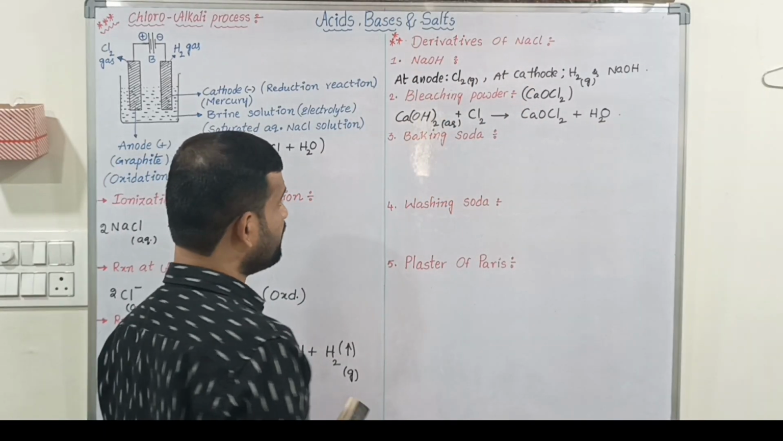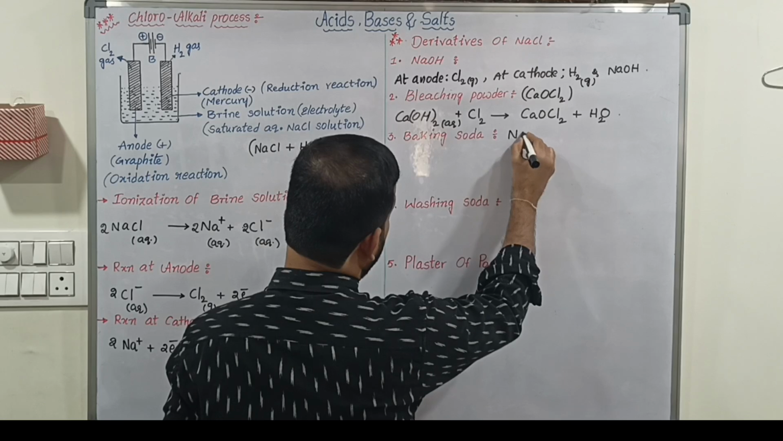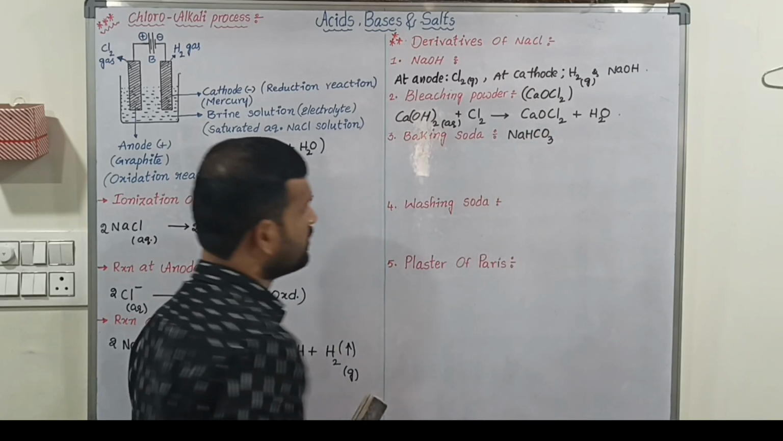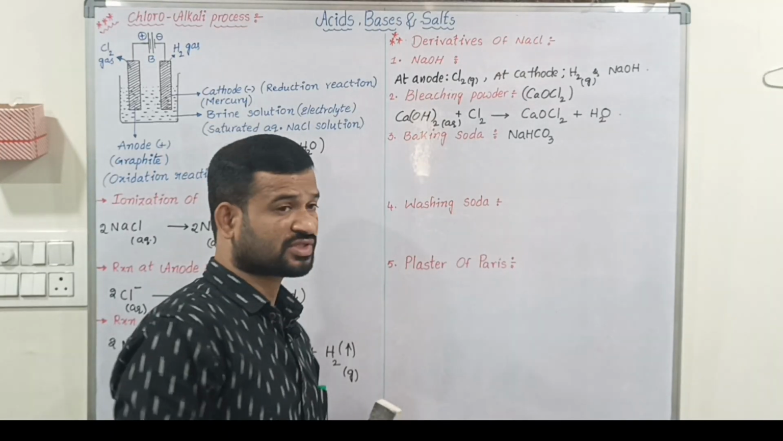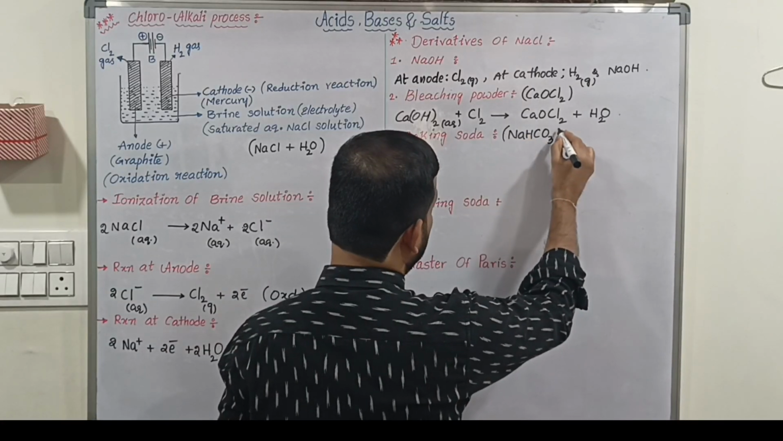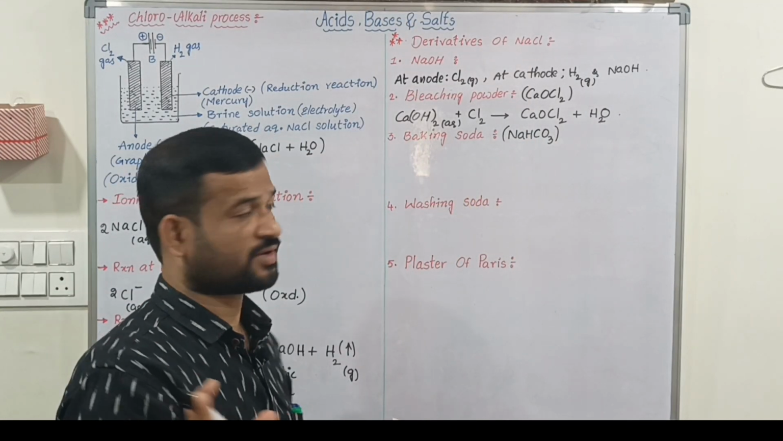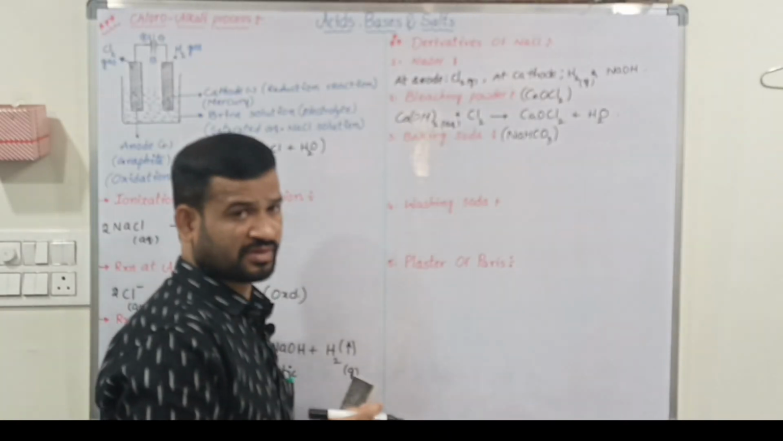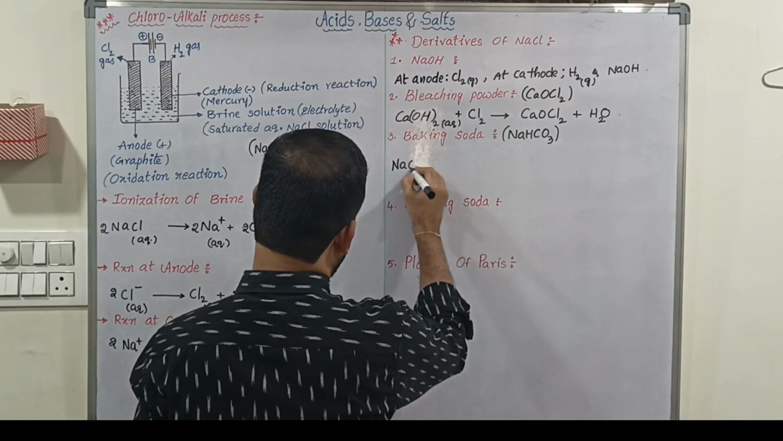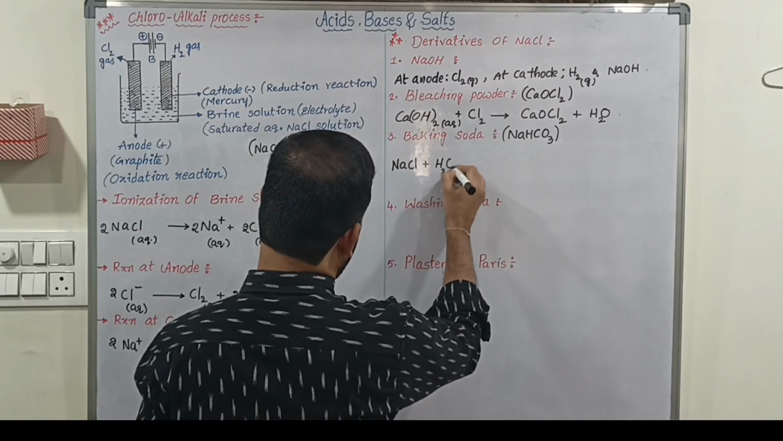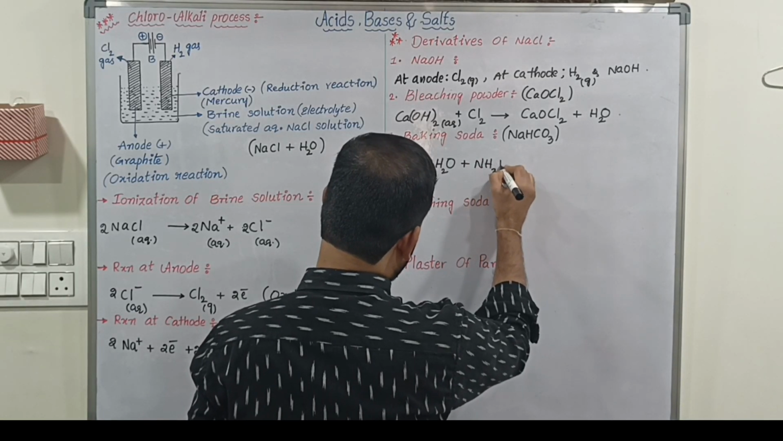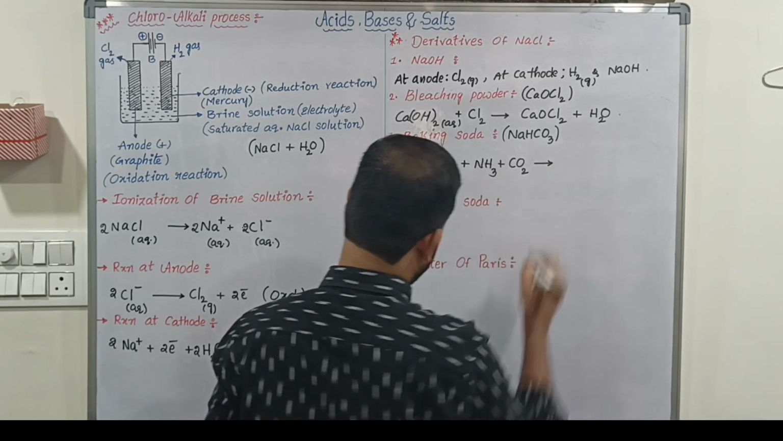Next, baking soda. The baking soda formula is NaHCO3. NaHCO3 means sodium hydrogen carbonate, or sodium bicarbonate. How is it prepared? Simple. We take sodium chloride and some amount of water, which is called brine solution, and we add ammonia and pass CO2 gas.